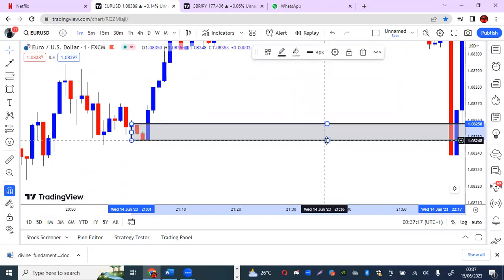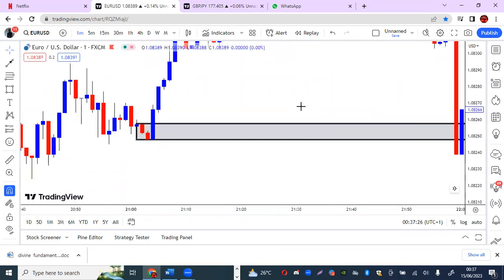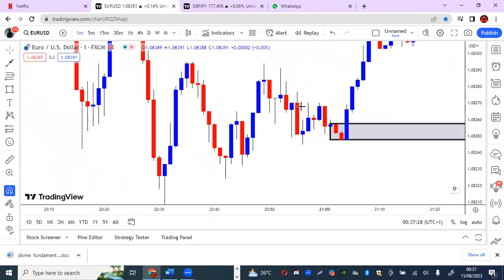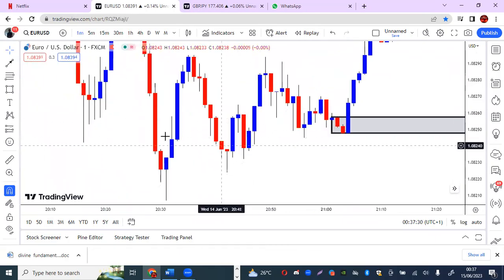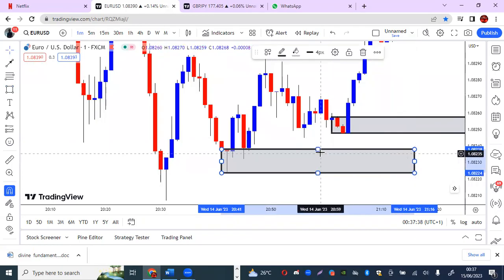So the red candles, the red candle before the departure forms our base. Okay, so this is it. We have this, which is also another one. This is also where you can see there's a strong candle here. This one, you cover the wick.